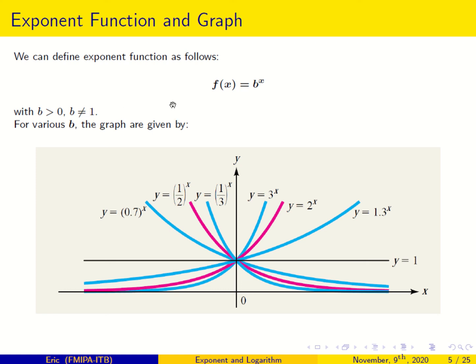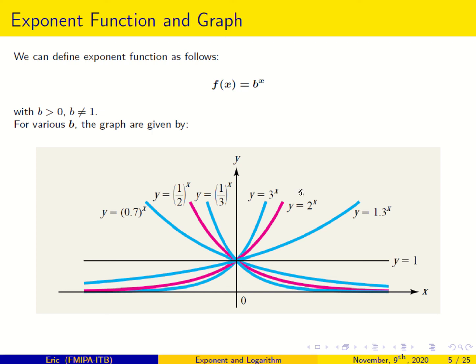If b is 2, I have this graph, the pink one. When x goes to infinity, it will go to infinity. When x goes to minus infinity, it will go to 0. You can see this as 3 to the x. And 1 over 2 to the x, this is a half to the x. We have this property: when x goes to minus infinity, it will go to infinity, and when x goes to infinity, it will go to 0. So you can just memorize this: 2 to the x and a half to the x.